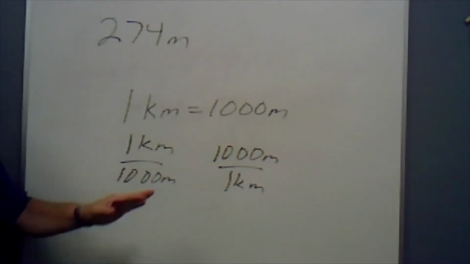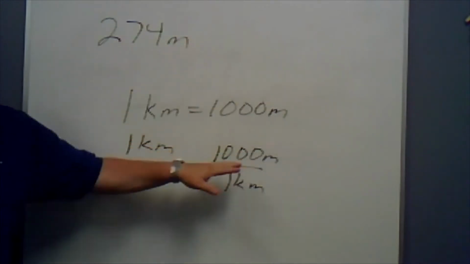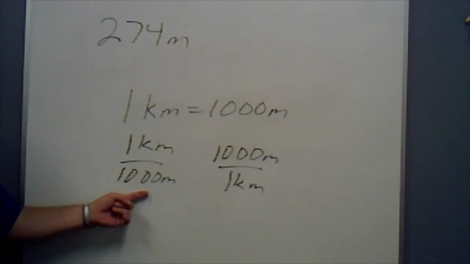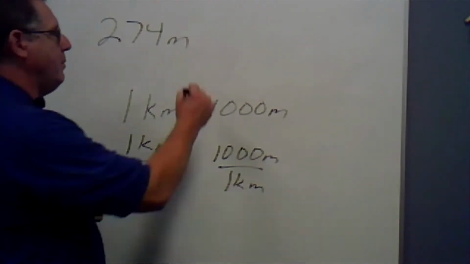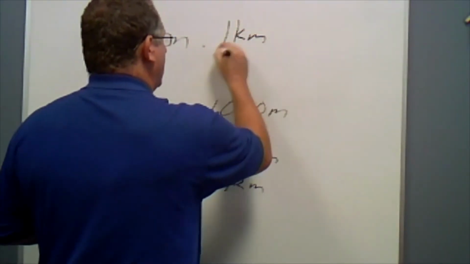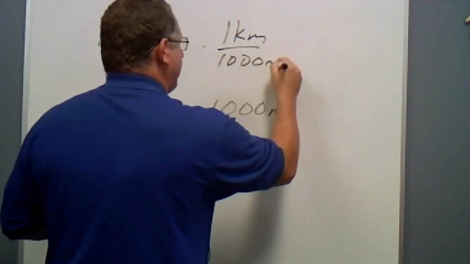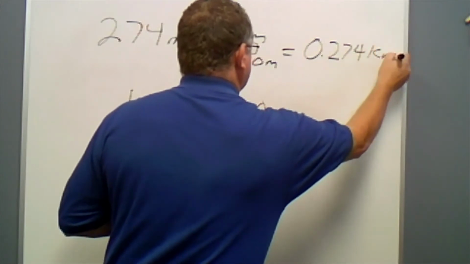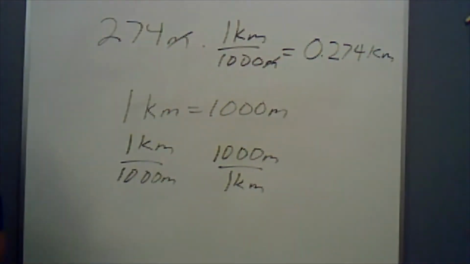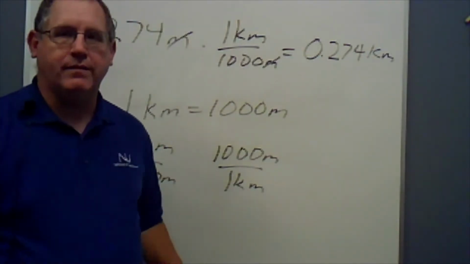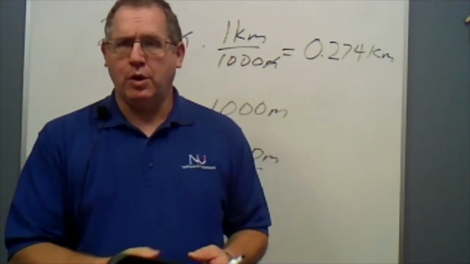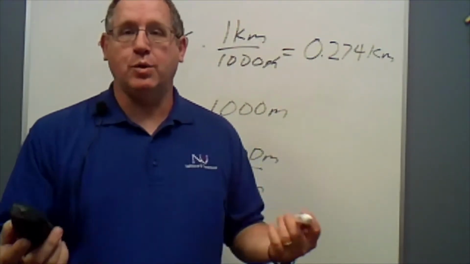Now, if I multiply this by one of these two values, I can convert from one unit to another. Now I'm going to start with the first one and show you how this works. So if I multiply this by 1 kilometer over 1,000 meters, I get 0.274 kilometers. My meters cancel out. So that works out fairly well. Okay, so this is the correct use of a conversion factor. Now what's nice is if you do happen to mess up, it will show you right there in the problem as you were looking at it.